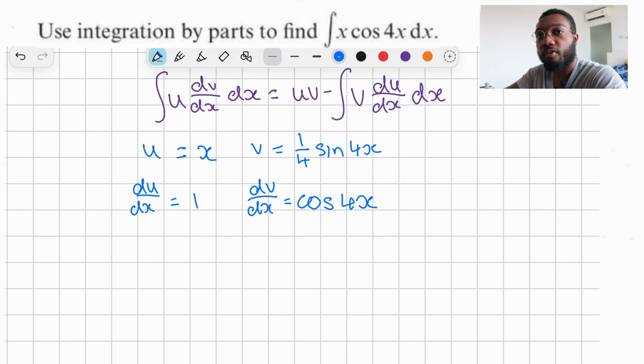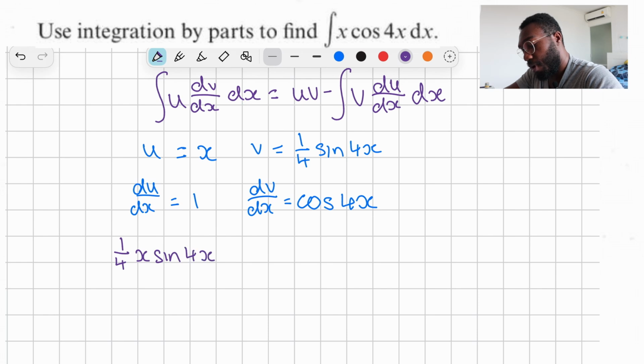And then we just apply the formula. So if we do uv, that would just be x times 1 over 4 sine 4x. So that would be 1 over 4 x sine 4x minus the integral of v times du over dx.